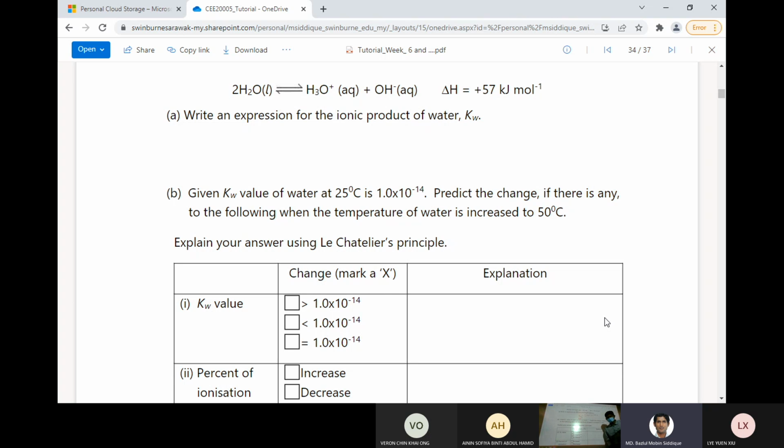So, Le Chatelier's principle. Okay, who else is there? Three of them. You left already. Okay, so what is Le Chatelier's principle? I think we discussed it last class. Equilibrium, Le Chatelier's principle. If any reaction has attained an equilibrium, right?